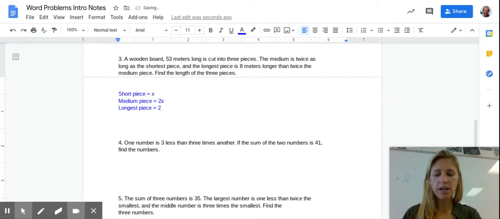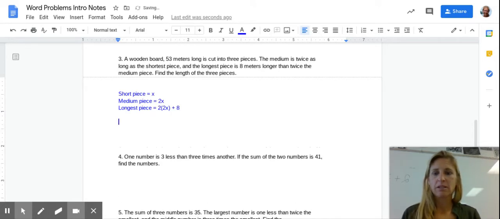So 2 times the medium plus 8. See how this did not go back to x. The medium was twice the shortest, so the medium was already 2x. Now the longest is 2 times the medium plus another 8. Okay, those 3 things together are going to make up this wooden board. So we're going to have the shortest piece plus the medium piece plus the longest piece.